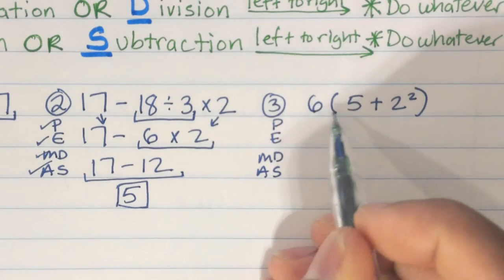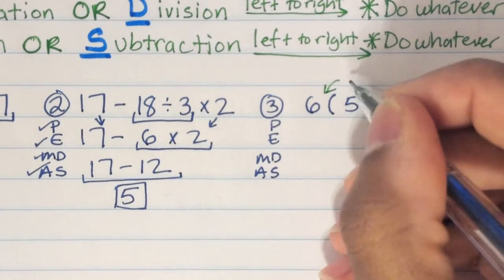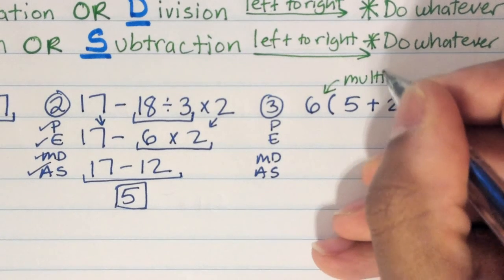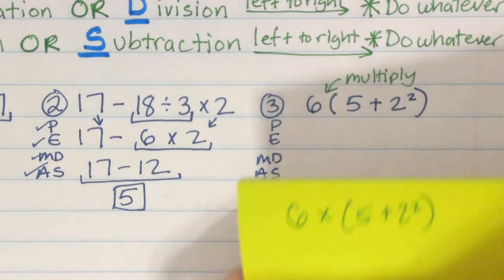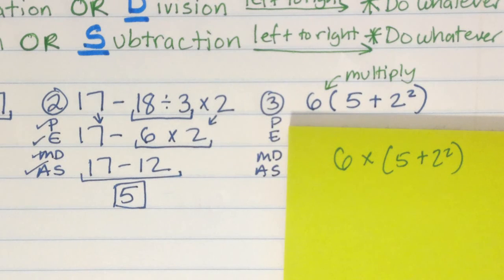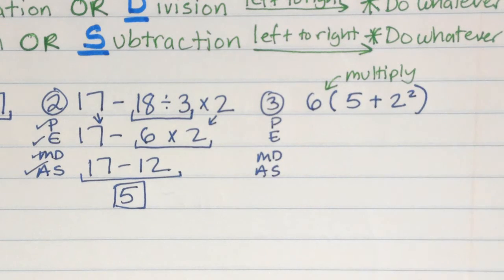I see 6 parentheses 5 plus 2 squared. So it's 6 right next to a parentheses. This means to multiply. So 6 parentheses 5 plus 2 squared is the same thing as 6 times parentheses 5 plus 2 squared. They both mean the same thing. This is just saying like 6 groups of 5 plus 2 squared. So however you want to think about it, that's there.